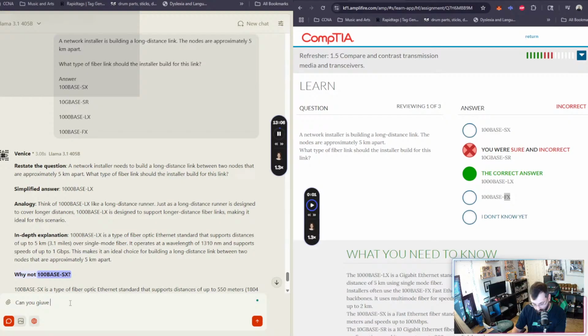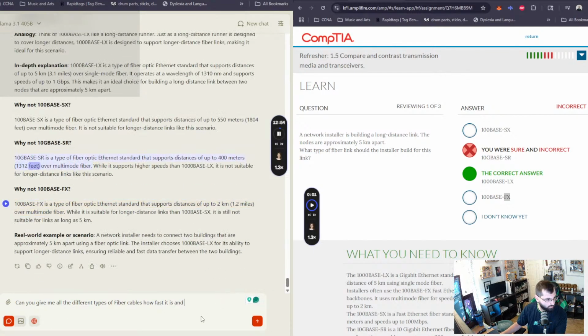Why not 100BASE-SX? 100BASE-SX is a type of fiber optic Ethernet standard that supports distances of up to 550 meters, 1,804 feet, over multimode fiber. It is not suitable for longer distance links like this scenario. Why not 10GBASE-SR? 10GBASE-SR is a type of fiber optic Ethernet standard that supports distances of up to 400 meters, 1,312 feet, over multimode fiber. While it supports higher speeds than 1000BASE-LX, it is not suitable for longer distance links like this scenario. Why not 100BASE-FX? 100BASE-FX is a type of fiber optic Ethernet.